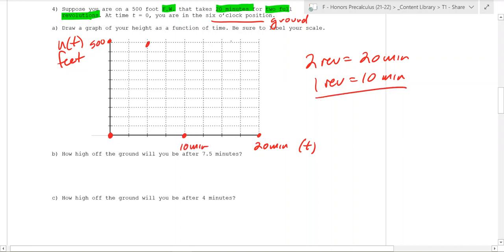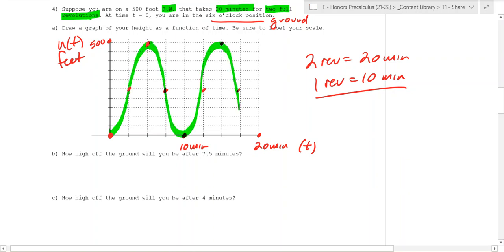So it's going to be up here, it's going to be up here, and then we know all these midline crossings. Remember, I like to use the highlighter. Curves this way, curves that way, curves this way, curves up, curves down, and there we go. Nice. So we drew the graph. How high off the ground will we be at 7.5? Well, this is 5, this is 7.5, so you're actually going to be on the midline, so that's just going to be 250, so 250 feet.